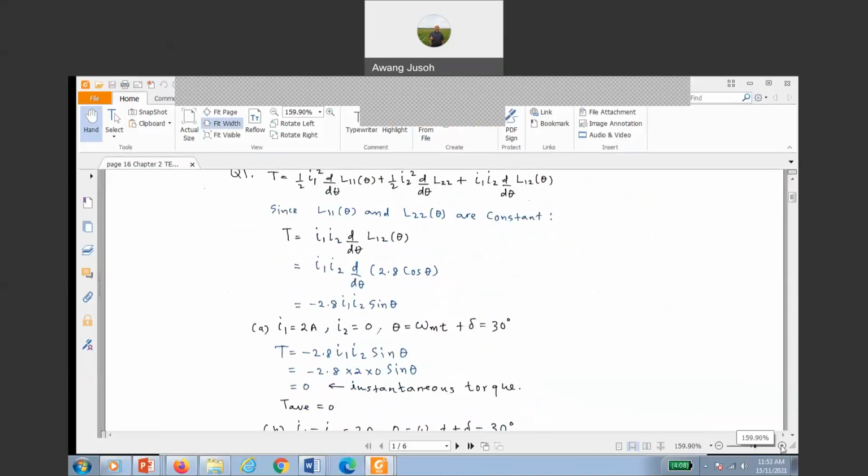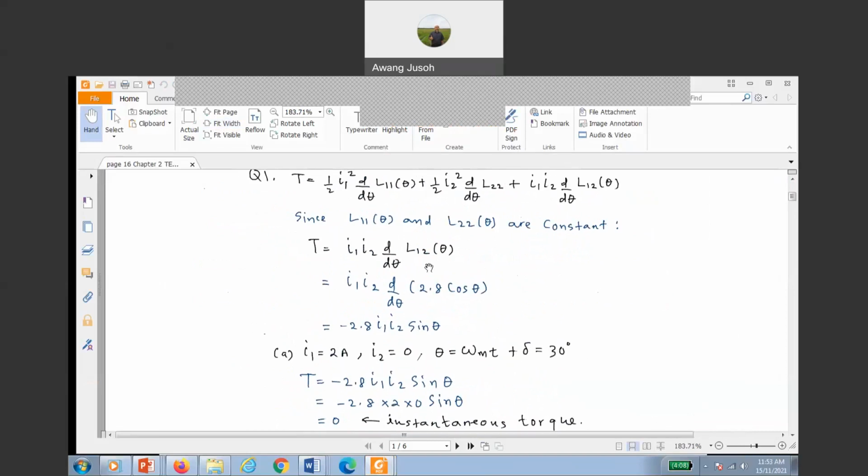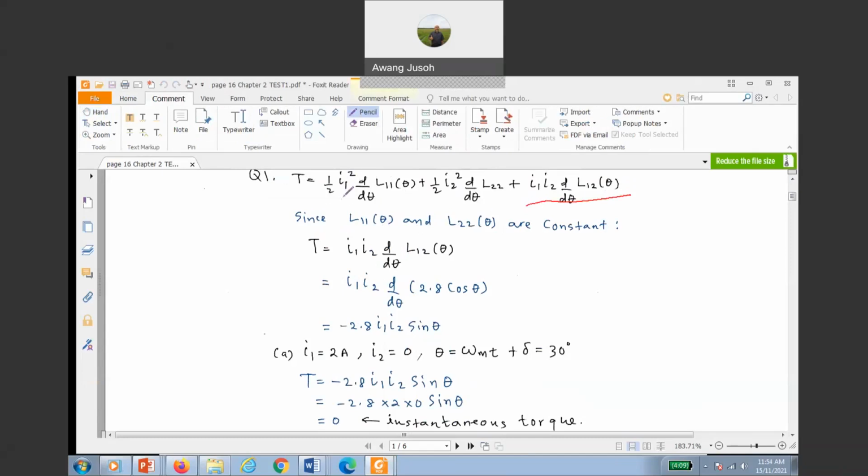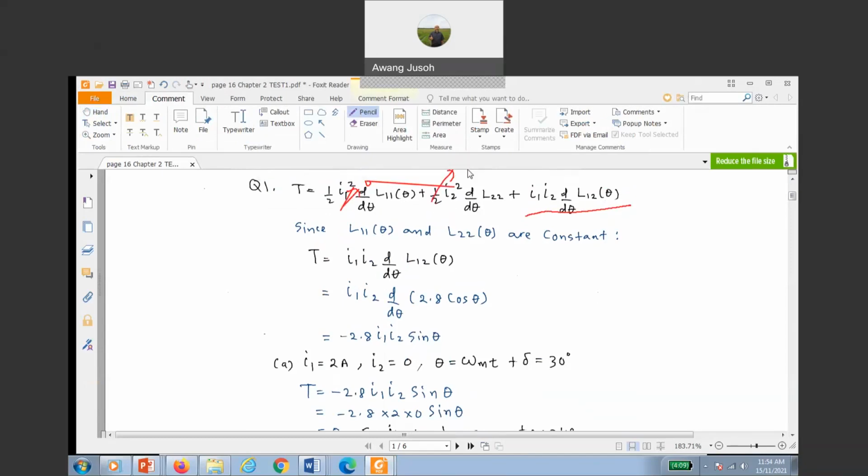If you see this solution, this is the torque equation. Generally, in the torque equation, we have a first term, second term, and third term. And we know that L11 and L22 are constant. That means the first two parts are equal to 0. So we just take into account the last part only. This one equals 0, this one equals 0, and this one also equals 0. Right. So that's very straightforward.